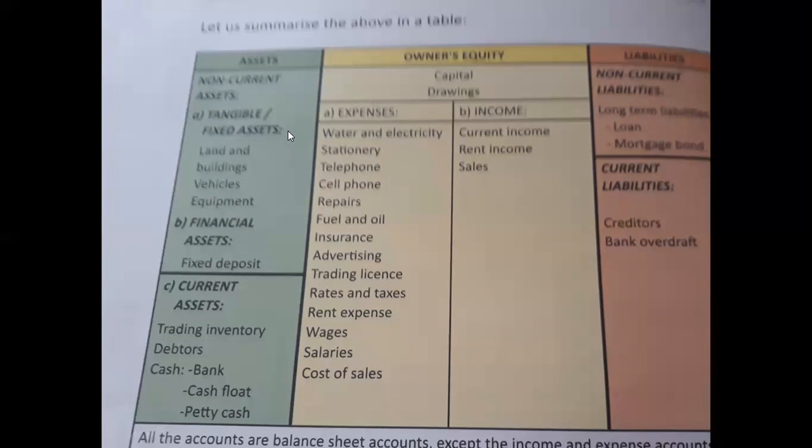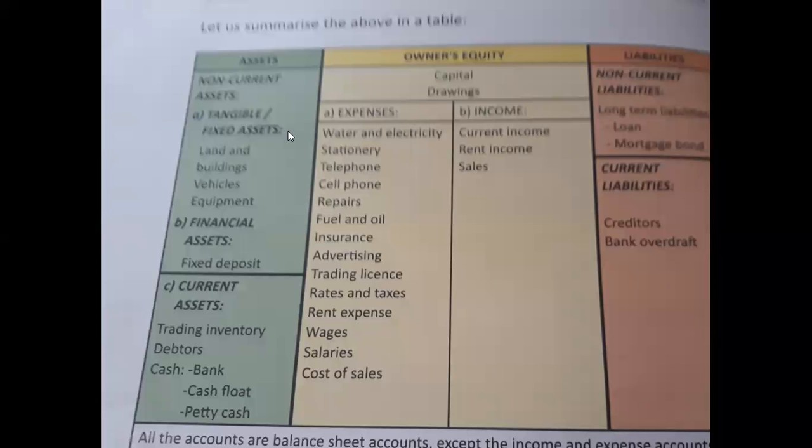Then you also get current assets, and the examples there are trading inventory, which you might know better as trading stock, debtors, cash in the bank, so it's the bank account of the business, cash float, and petty cash. So again, you get assets. You need to know what assets is. You need to give examples, but you also need to know there are two groups of assets, non-current assets and current assets, and you need to know the examples under each one.